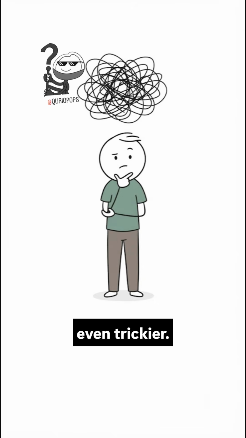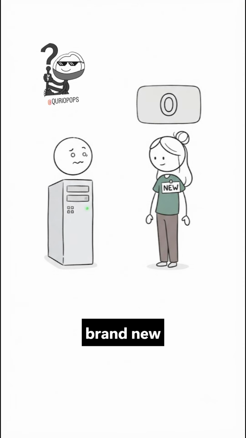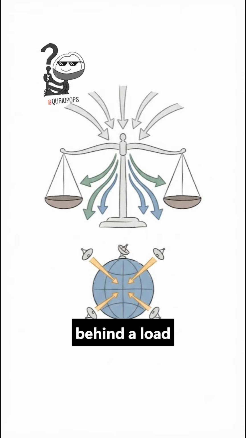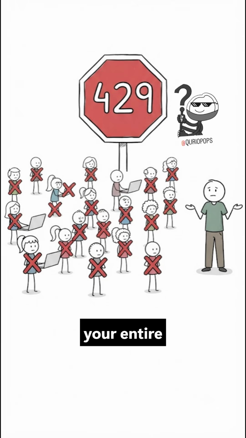Now things get even trickier. A legitimate user opens your app on Wi-Fi, walks outside, switches to 5G, and their IP changes completely. From your server's perspective, they're suddenly a brand new client with a fresh quota. Then you put your application behind a load balancer or CDN. If you don't correctly read the forwarded client IP, every request appears to come from the proxy itself. Your rate limiter ends up blocking your entire user base because it thinks everyone shares the same address.